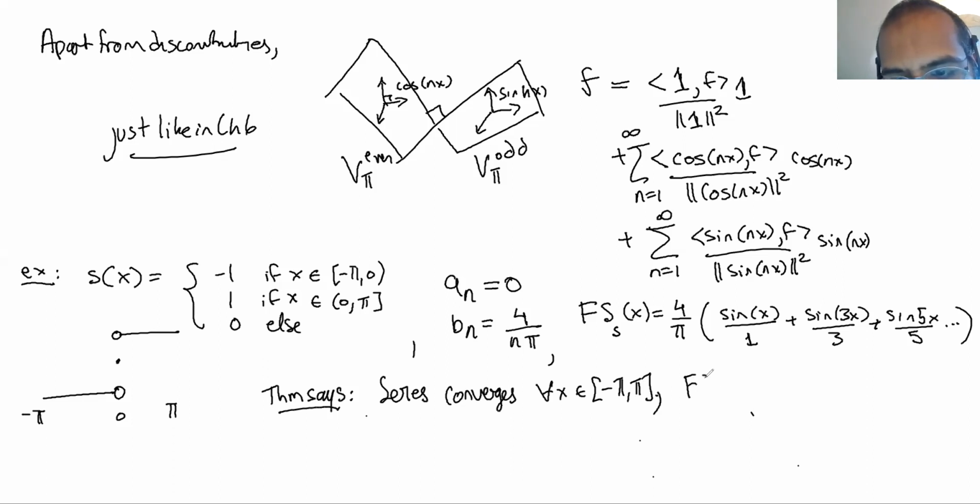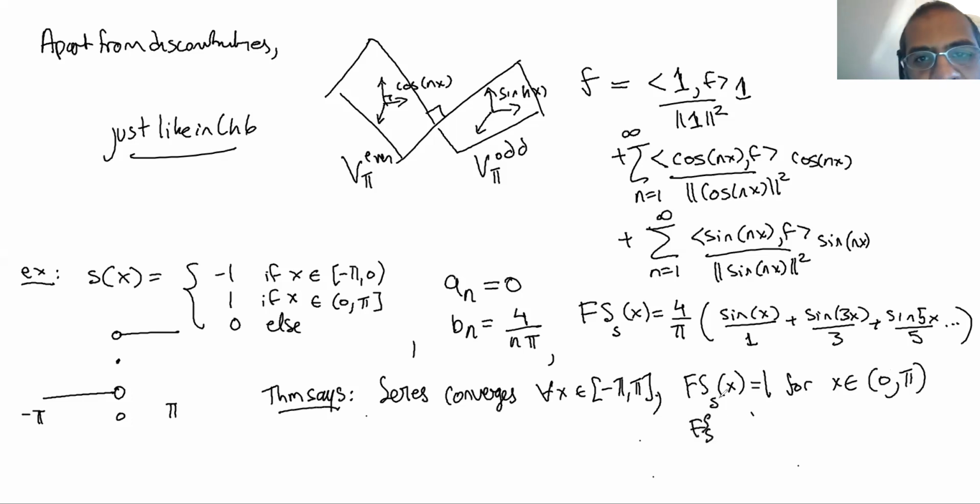Equal to 1, sorry, not x, for x in 0 to pi, excluding the endpoint. And equal to -1 for x in minus pi to 0. And at 0, it should be 0.